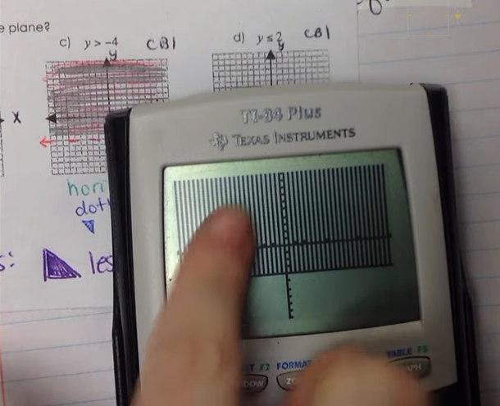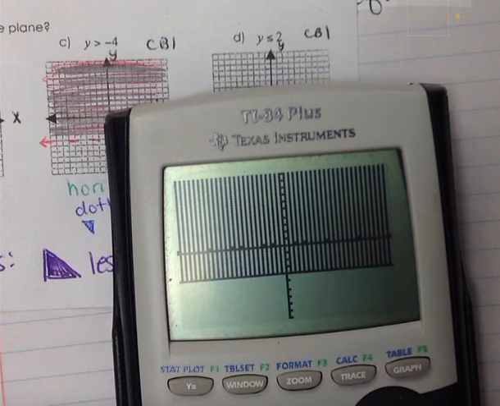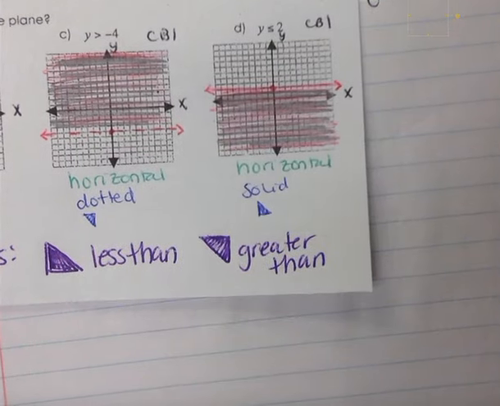So the calculator part is really to help you with the shading of it if you're not sure on what it really means for less than or greater than. This is graphing systems of linear inequalities.